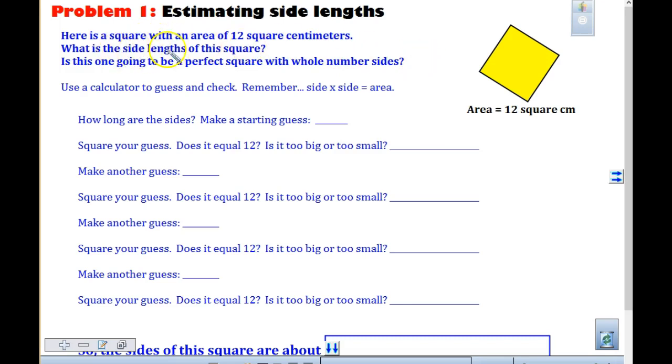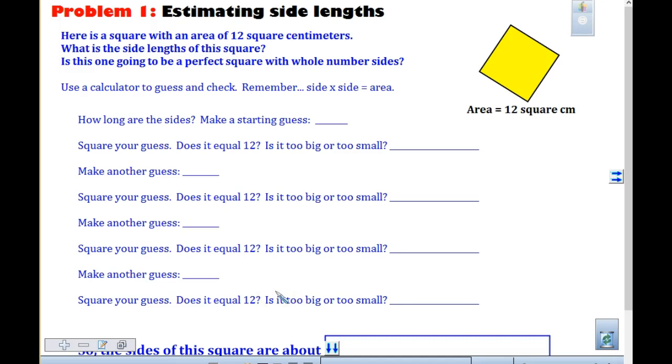So, that next page down, it says here's a square with an area of 12 square centimeters. What is the side length? Is it going to be a perfect square with a whole number? So we're going to use our calculator and we're going to guess and check. We are going to put two numbers that multiply together to give me 12. So, first guess.